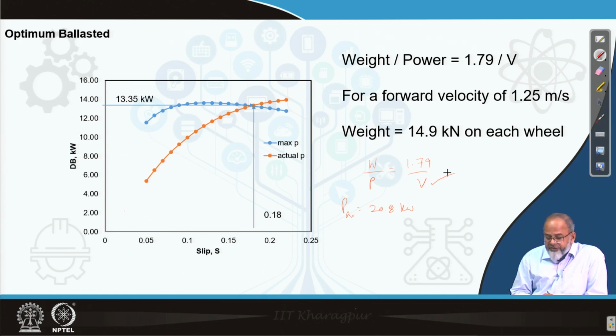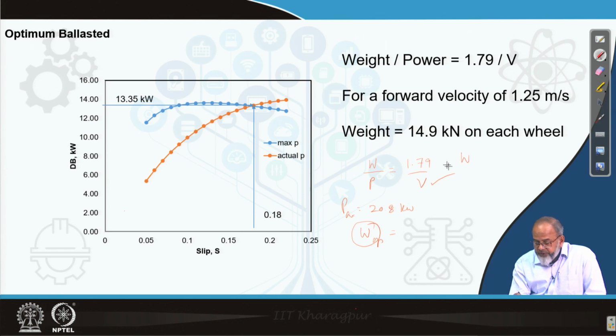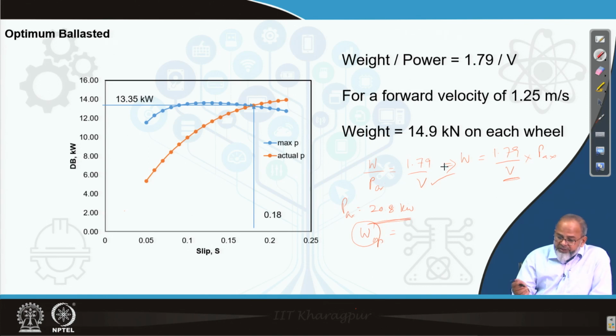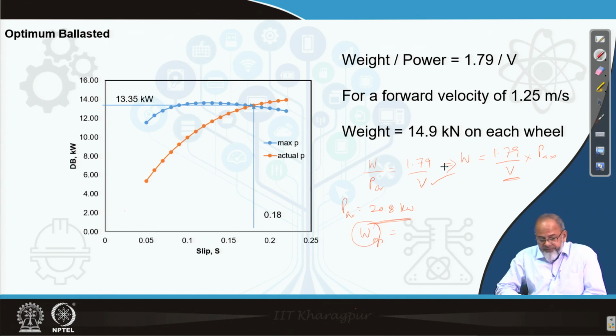Now, V is the actual speed, which we have taken as 1.25 meter per second. Under this condition, what should be the optimum weight so that we extract the maximum power from the tractor? So, W from this expression will be equal to 1.79 upon V into P axial. P axial is known, V is known, so I will find out the value of W, and based on that we try to plot.